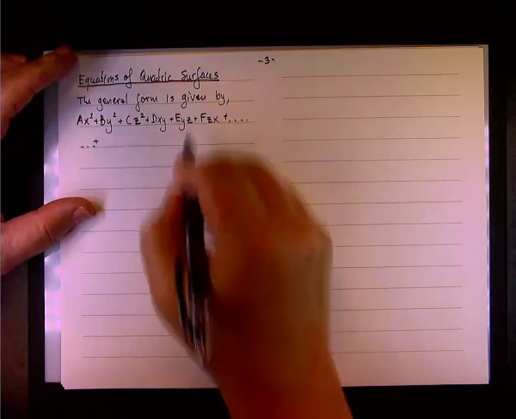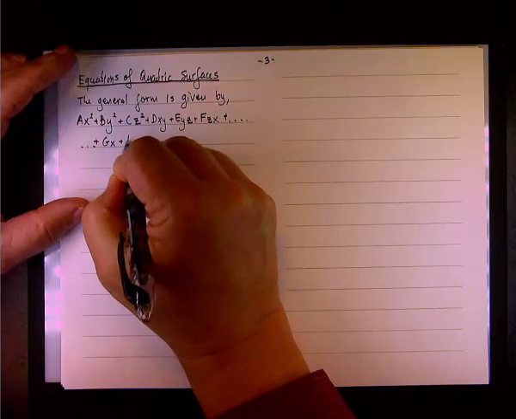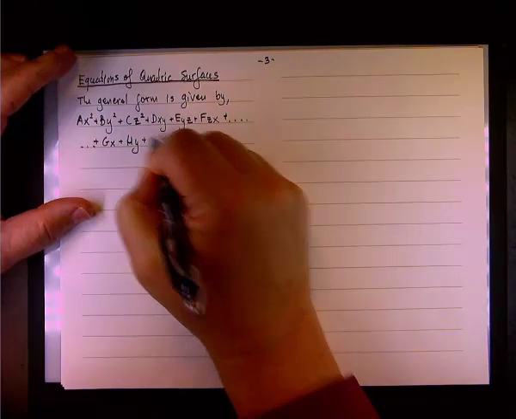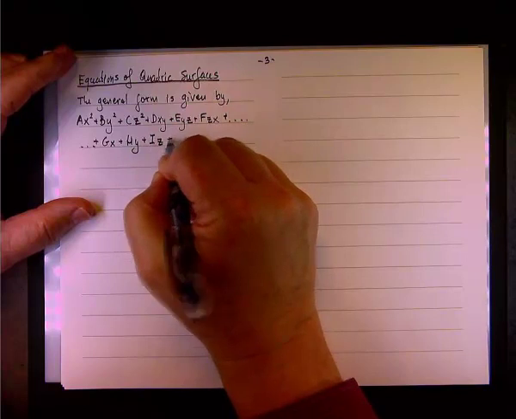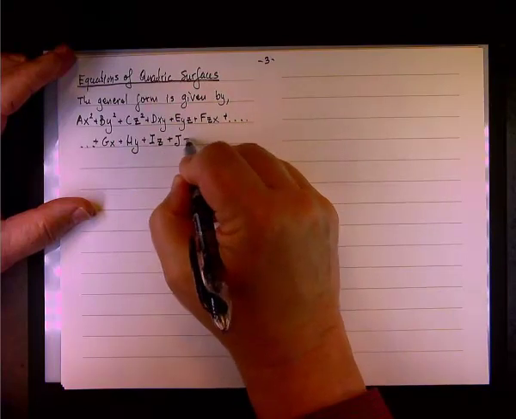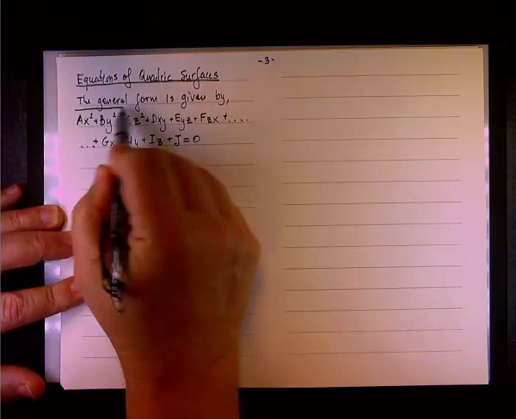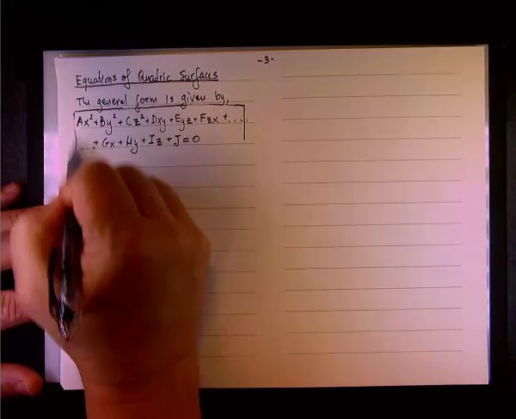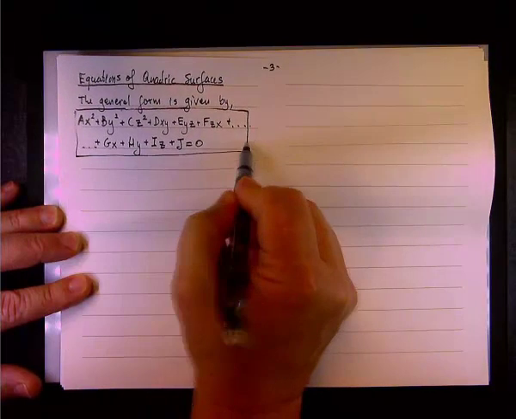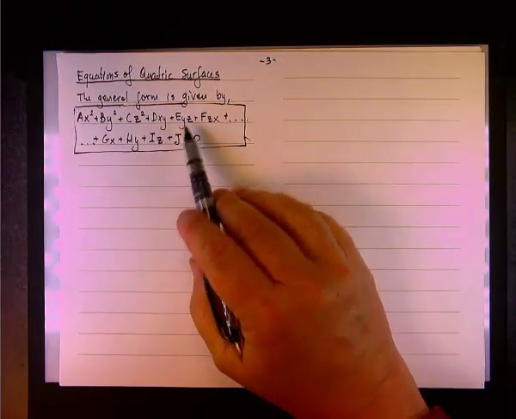So plus dot dot dot plus, after F comes what? G times x, H times y, and I times z. And finally, we can expect a free coefficient, and everything equal to 0. This is the most general form of a quadratic surface.